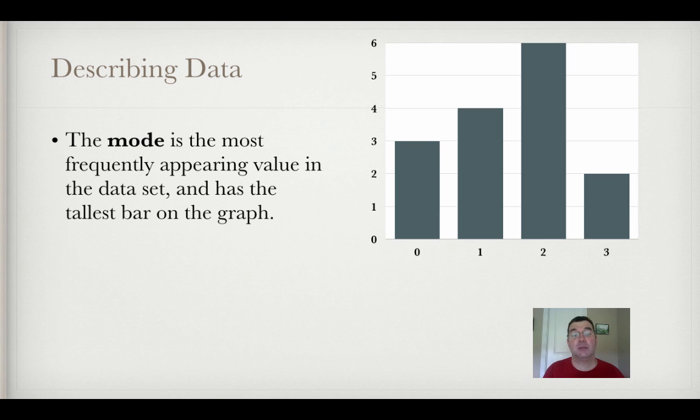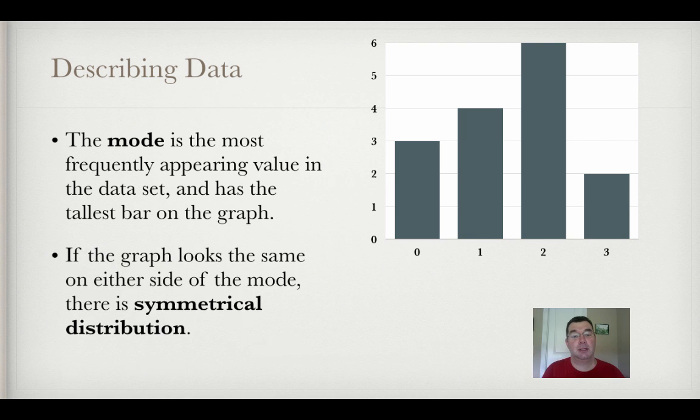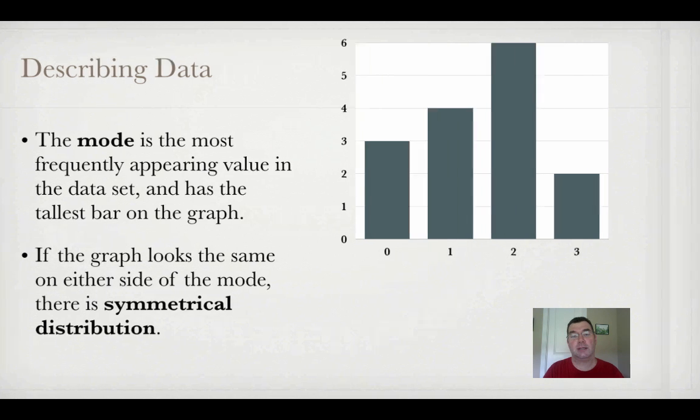The mode is going to be the value that appears the most often in my data set. And you can judge that by the highest column, which in this case is going to be the 2. And if the graph looks the same on either side of the mode, then we call that symmetrical distribution. And that means that in our case, it was evenly distributed how many people had more than 2 siblings and how many people had fewer than 2 siblings.